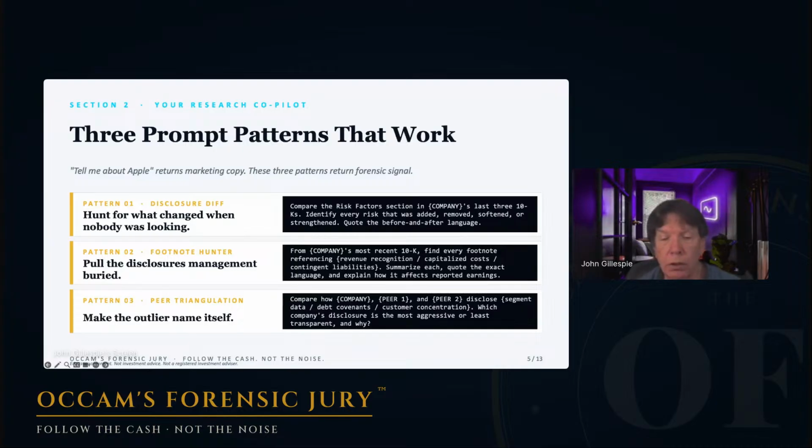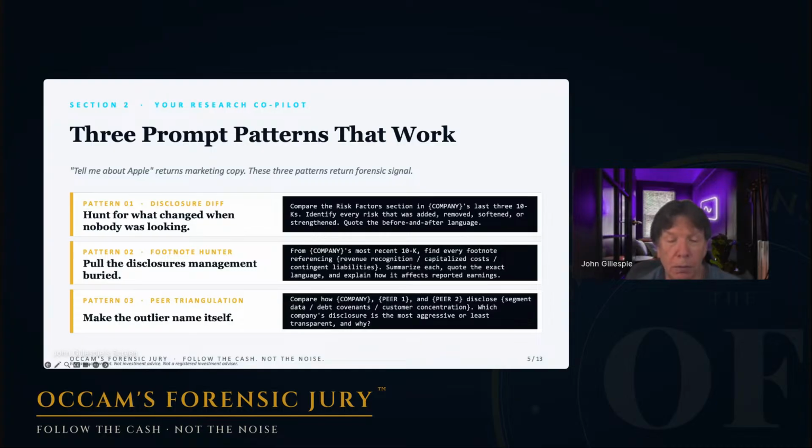Pattern 1 is the disclosure difference. You ask Perplexity to compare the risk factor section across the last 3 10Ks and identify every risk that was added, removed, softened, or strengthened. Make it quote the before and after language. You're hunting for what changed when nobody was looking, because management changes risk language for a reason.